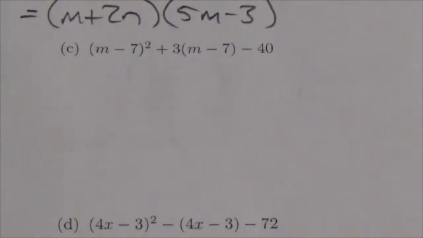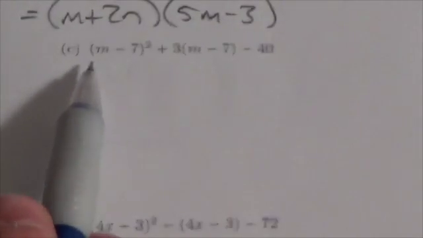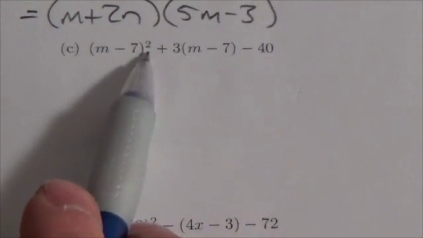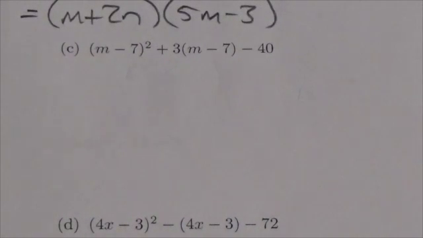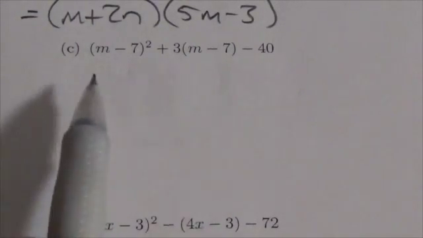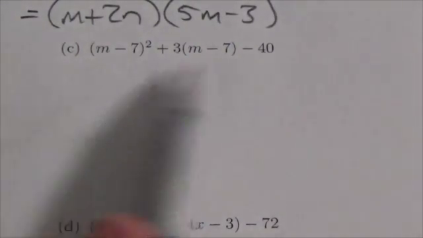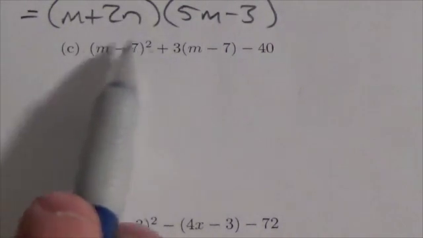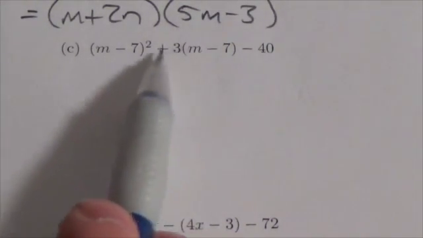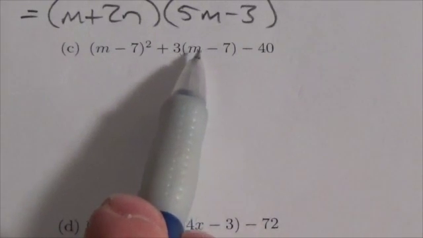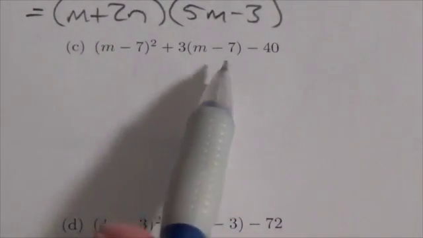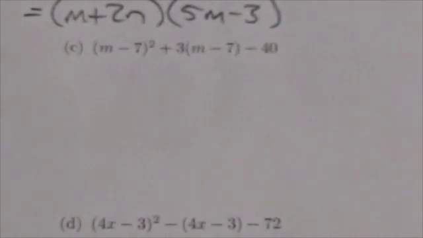Okay, factoring review 3C. Now this one here is starting to get a little bit more complicated. Notice what we've got here. It's (m - 7) squared plus 3 times (m - 7), and then it's plus this constant, minus 40 at the back end here. But this has the form of a trinomial, because the brackets make this one term, and the multiplication by that bracket makes a second term here. So this really does look like a trinomial. It's this m - 7 that I'm seeing that's throwing me off here.